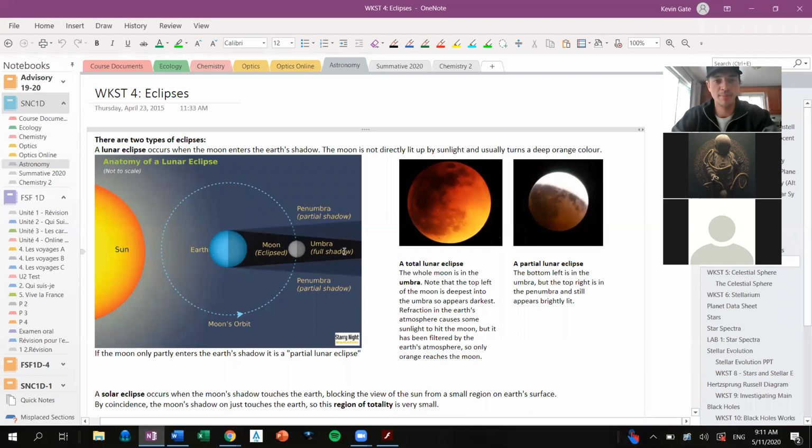Now, when I say umbra, we need to define our terms here. There are two terms that describe the Earth's shadow, the umbra and the penumbra. The umbra is the area in which the Earth's shadow is full. It's at its entirety. Then there's an outlying region called the penumbra, where the moon is only partially in shadow.